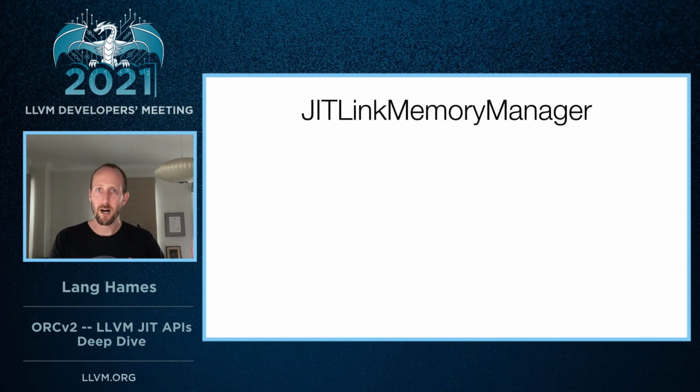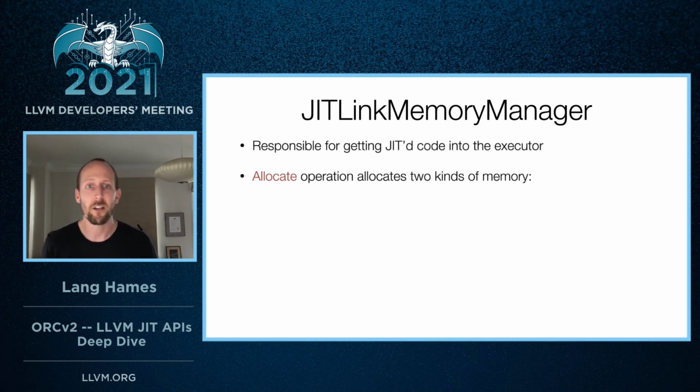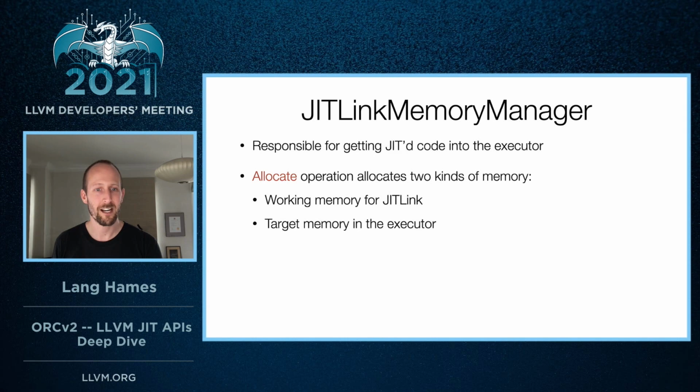So moving on from passes and LinkGraph, the other big API in JITLink is the JITLinkMemoryManager. This is responsible for getting JITted code into the executor, so it's quite common for JIT clients to want to write their own memory manager. If you're going to write your own, there are three operations to implement. The first is the allocate operation. This has to allocate two kinds of memory: working memory for JITLink and target memory in the executing process.